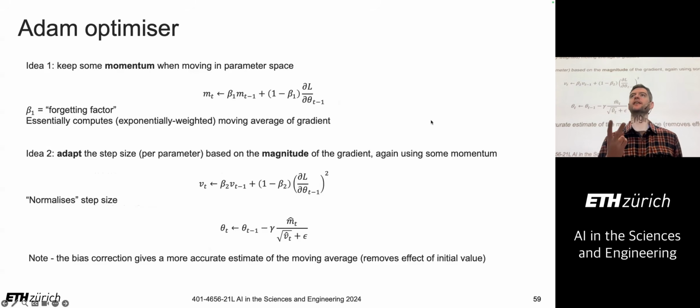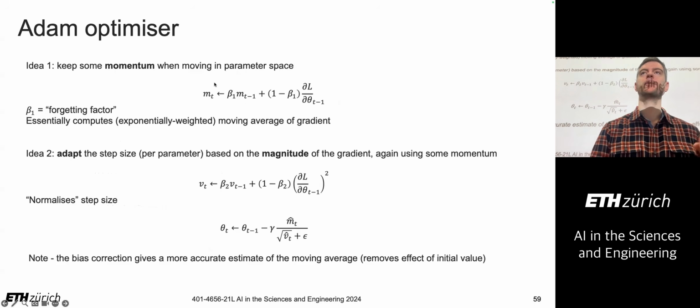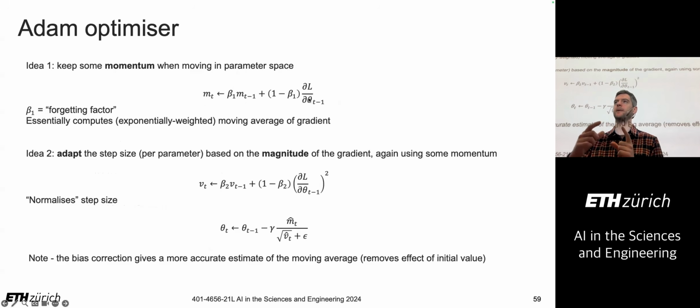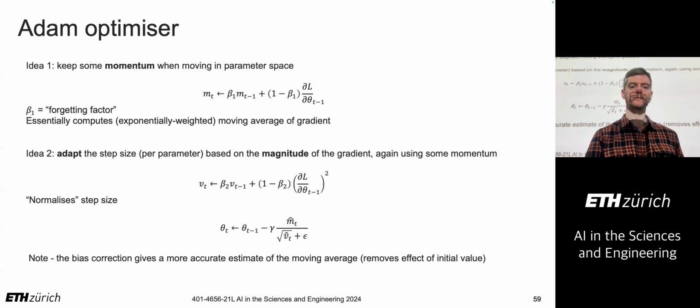So there's basically two ideas that make it different from gradient descent. The first is that we're keeping some momentum when we're moving in the parameter space. The gradient step that we take depends on the previous values of the gradient because we're taking this running average. So it gives us some momentum, so that if we're going downhill, we might keep that momentum in that direction and be able to go uphill a little bit to escape a local minimum, for example.